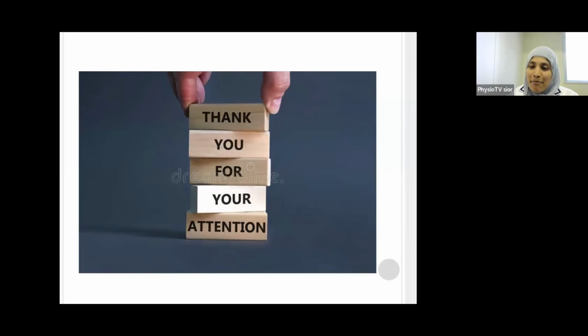And remember about the energy balance, and hope we will be able to defeat obesity. Thank you.